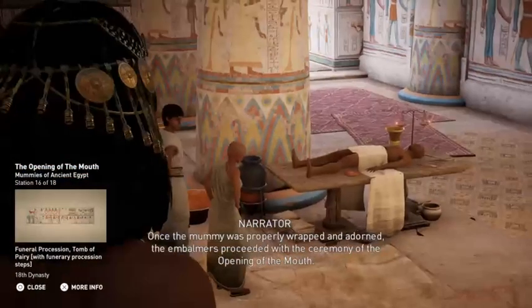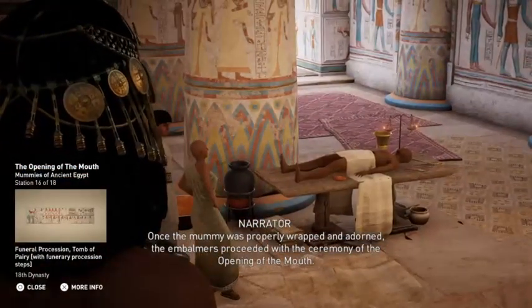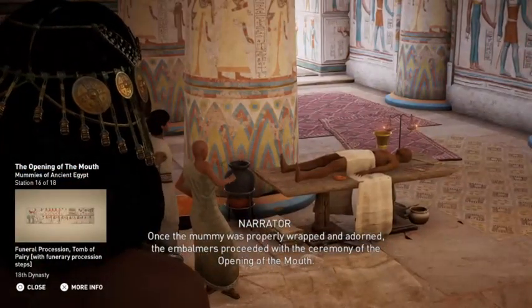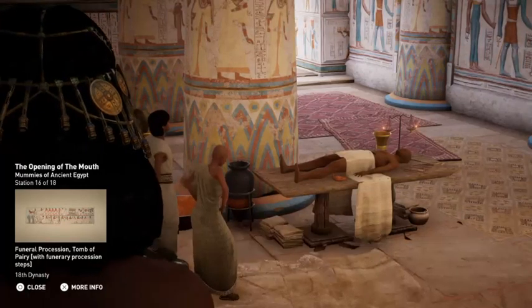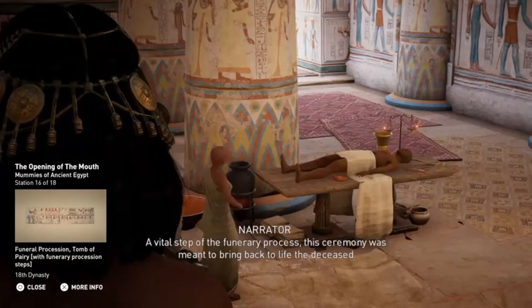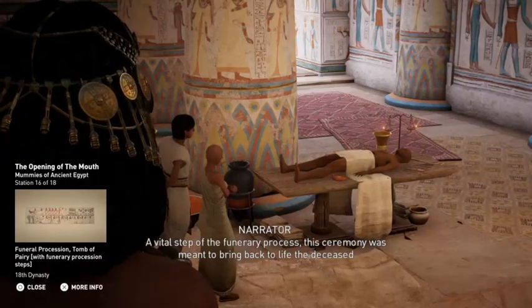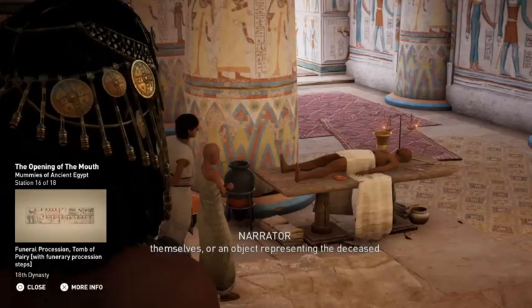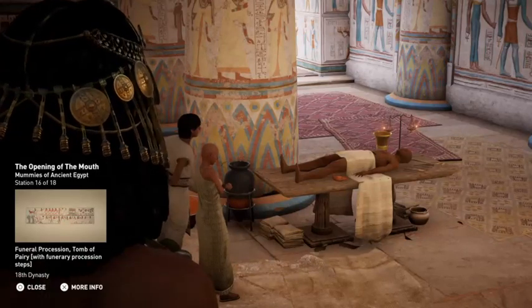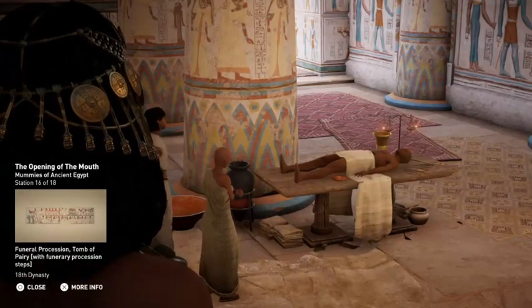Once the mummy was properly wrapped and adorned, the embalmers proceeded with the ceremony of the opening of the mouth. A vital step of the funerary process, this ceremony was meant to bring back to life the deceased themselves, or an object representing the deceased.